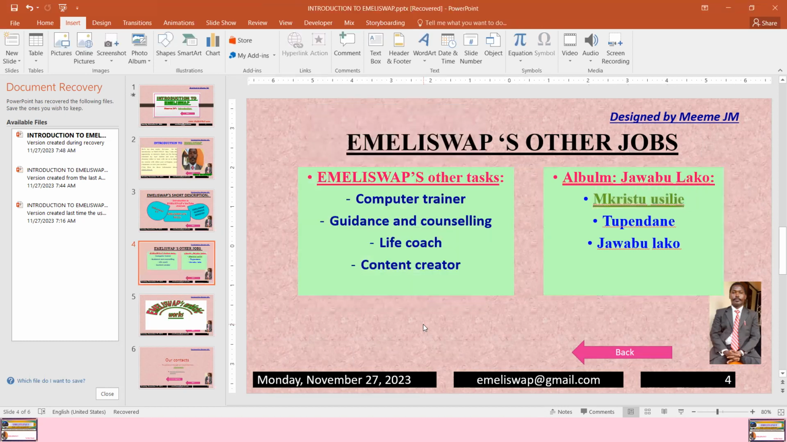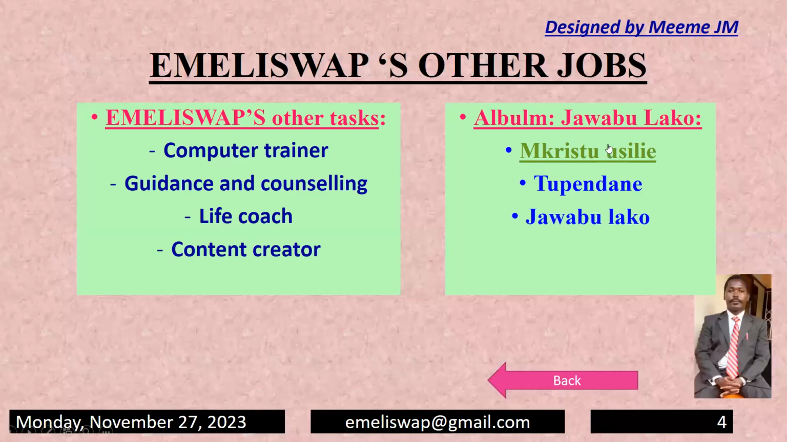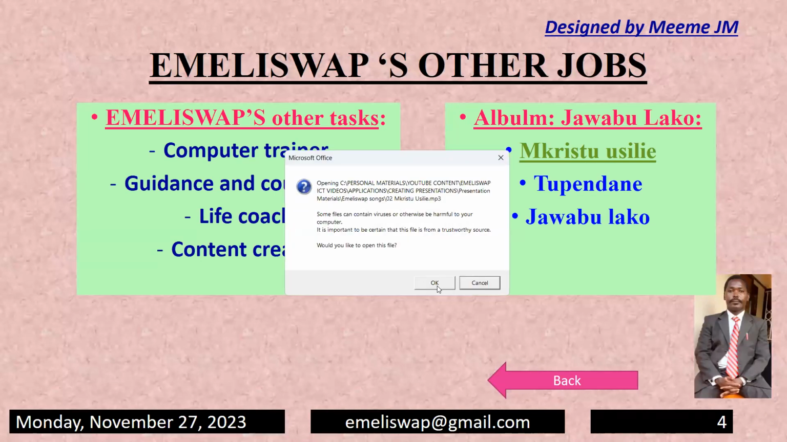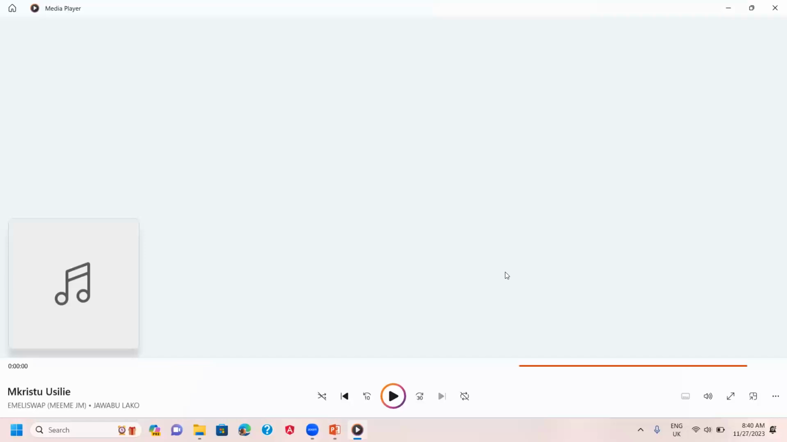If I run the show, if I am running the show, and then I click on slideshow, then from current slide, if I click on this button, the song should play. Let's see. Then I'll click yes. Would you like to open the file? Okay. You can hear that you can have action buttons also to play a song. Let's listen a little bit to the song.